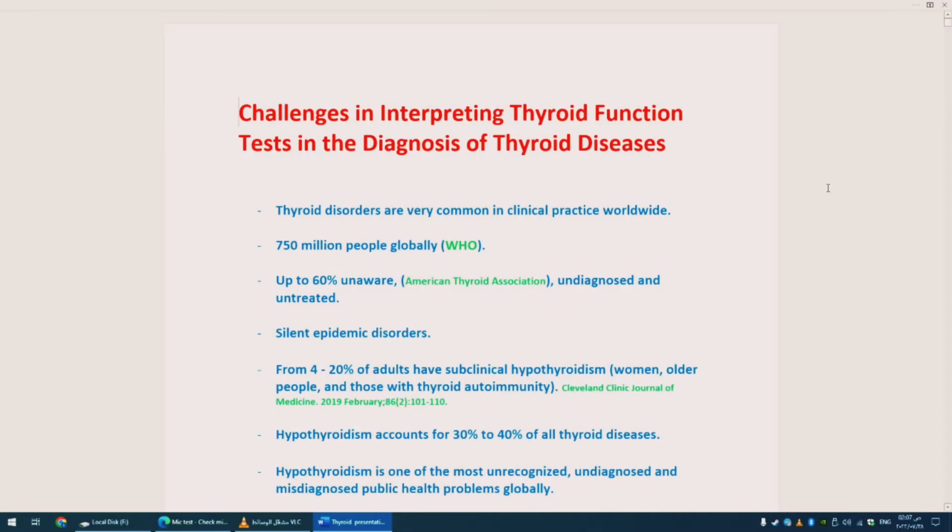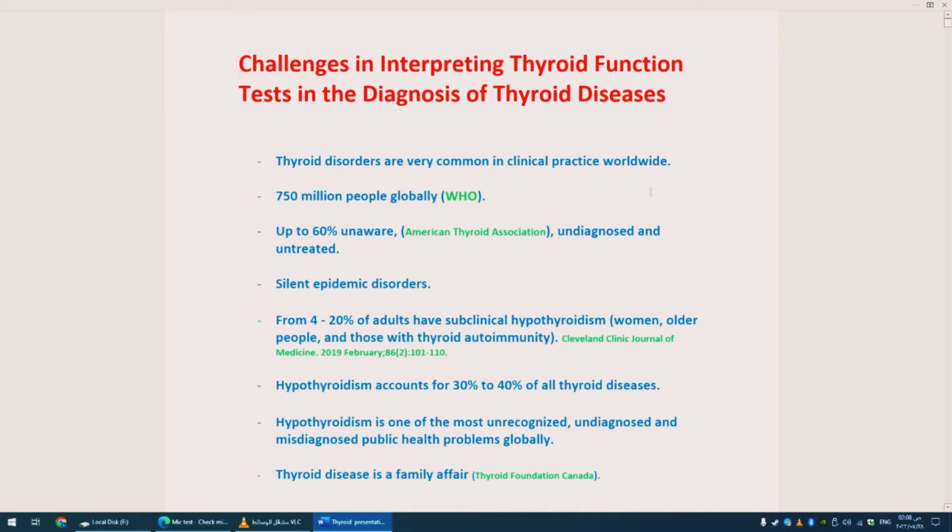Good morning, everyone. Our subject today is challenges in interpreting thyroid function tests in the diagnosis of thyroid disease. According to the World Health Organization, approximately 750 million people across the world are suffering from some form of thyroid disorders. Unfortunately, up to 60% of those with thyroid disease are unaware of their conditions and consequently undiagnosed and untreated.